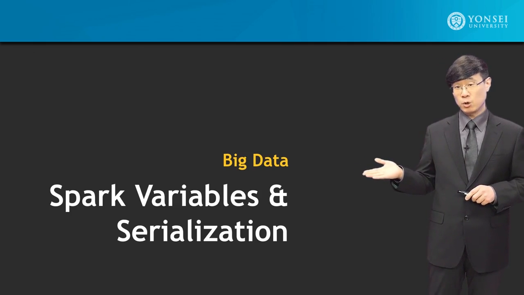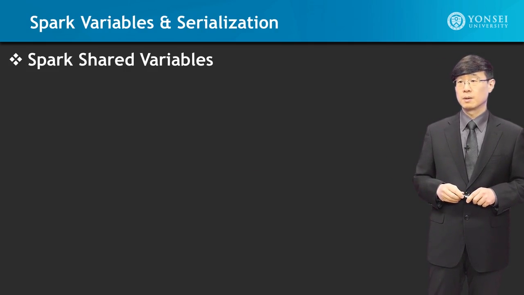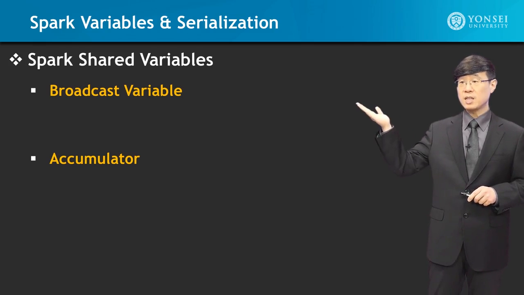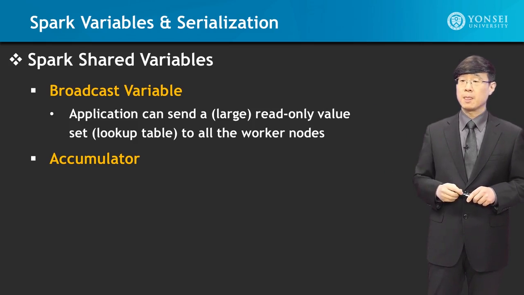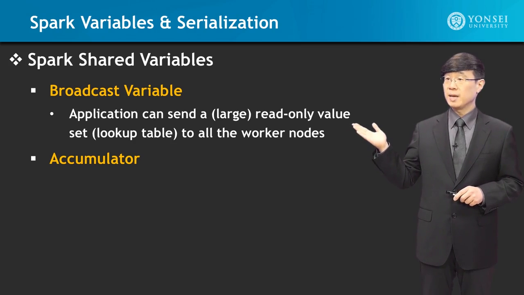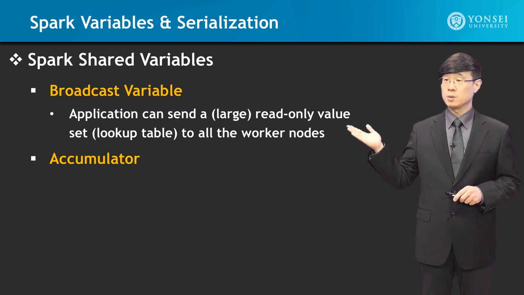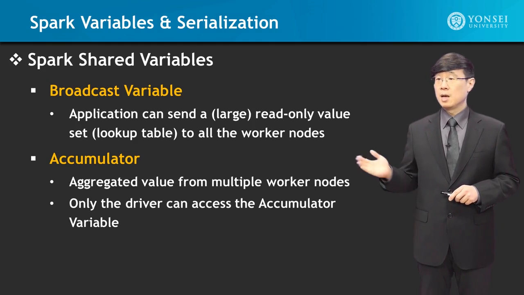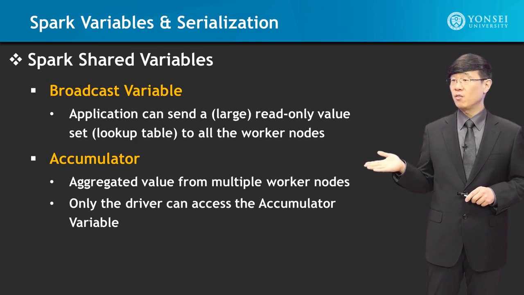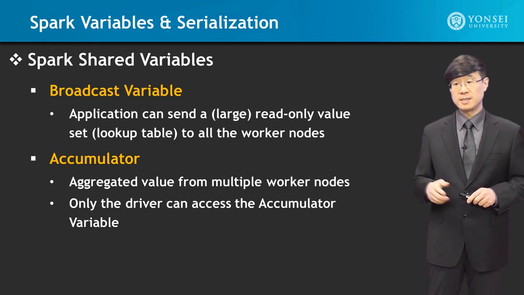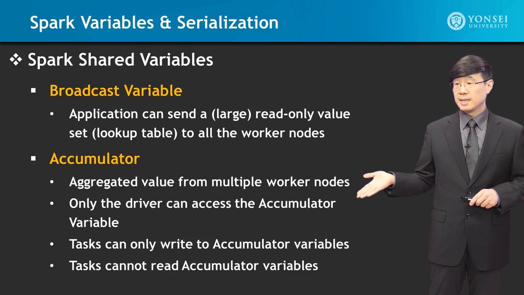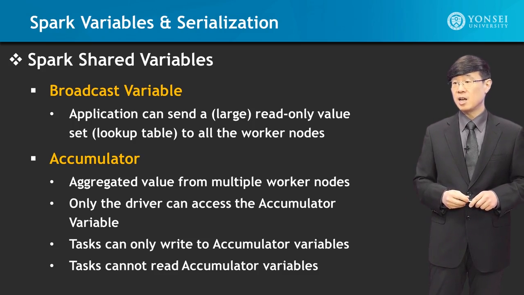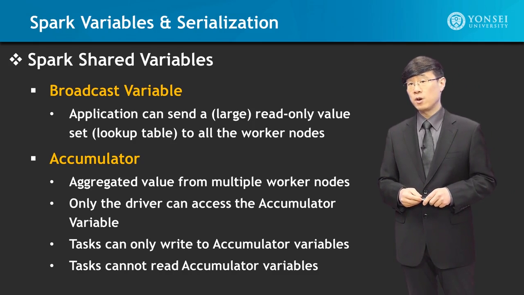Spark variables and serialization. There are these 2 shared variables that Spark uses: broadcast variable and an accumulator. In broadcast variables, an application can send a read-only value set to all worker nodes, and that will be a broadcast variable. An accumulator is an aggregated value of multiple worker nodes. Only the driver can access the accumulator variable. Tasks can only write to accumulator variables, and the tasks cannot use or read the accumulator variables.